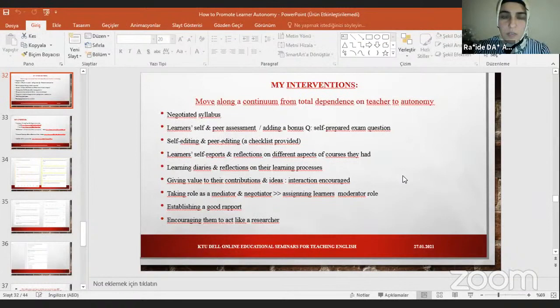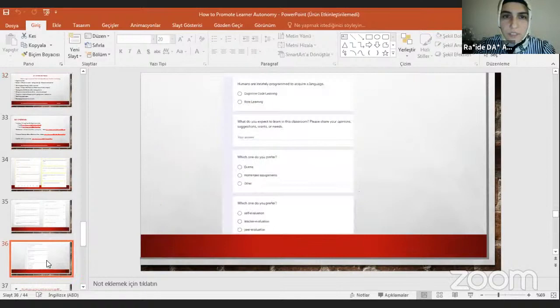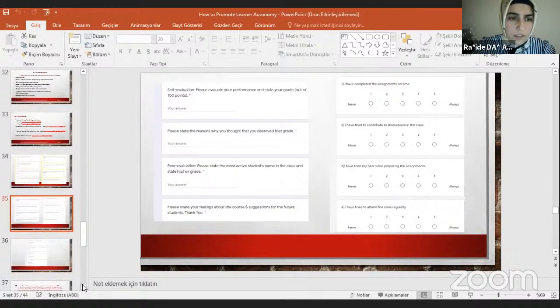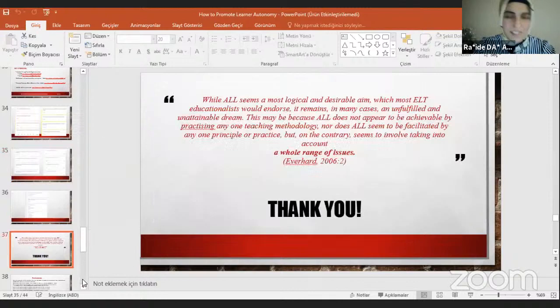And I'm encouraging them to act like a researcher in different classes by giving some other tasks. And I think that's all for my part today, but here as a last excerpt from the literature, so I give significance to the theories, to the research conducted in the field. So I'm giving importance to other voices. So I want to end this seminar with this excerpt.